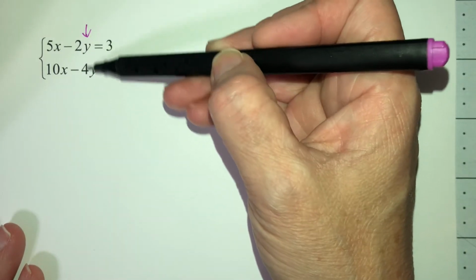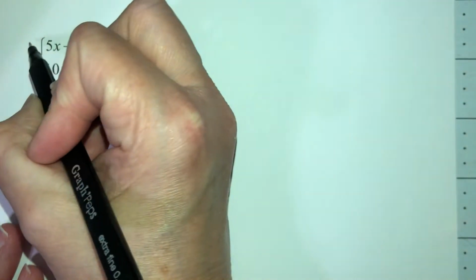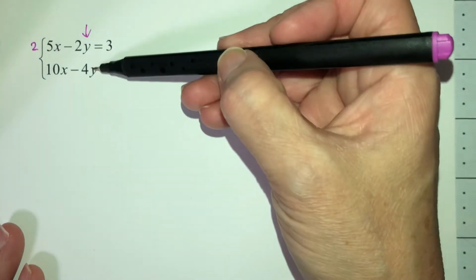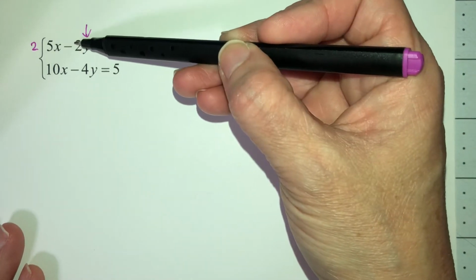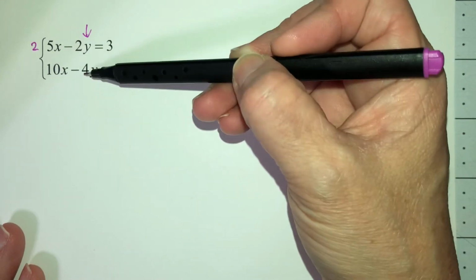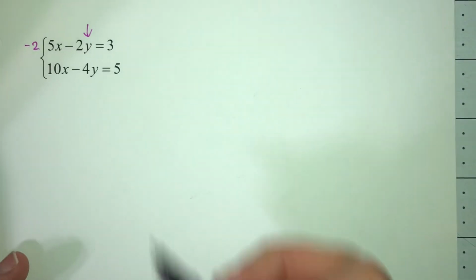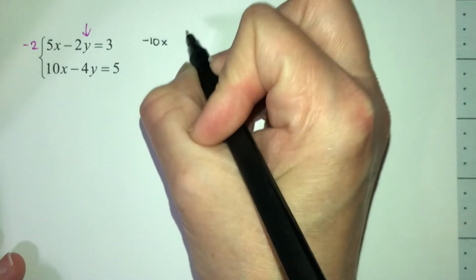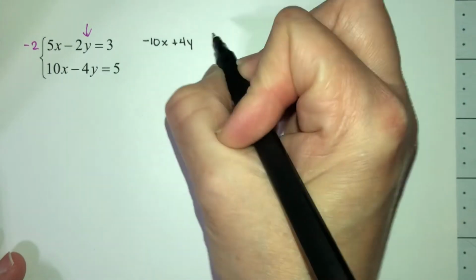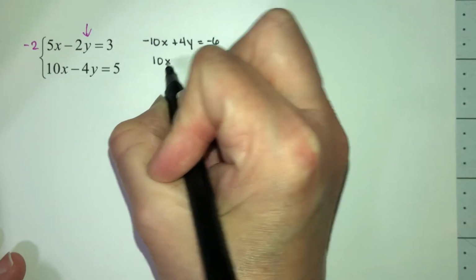Now this is what I meant by sometimes you have a nice pairing of numbers. I can easily turn the 2 into a 4 by multiplying it by a 2. And then I wouldn't need to multiply this by anything. It would already be exactly what I needed. But this is a -2, this is a -4, so I'm going to have -4 and -4. I need a +4, so I'm going to force it by making this a -2. Multiply everything here by -2. You would get -10x plus 4y is equal to -6, and I'm recopying the second one.